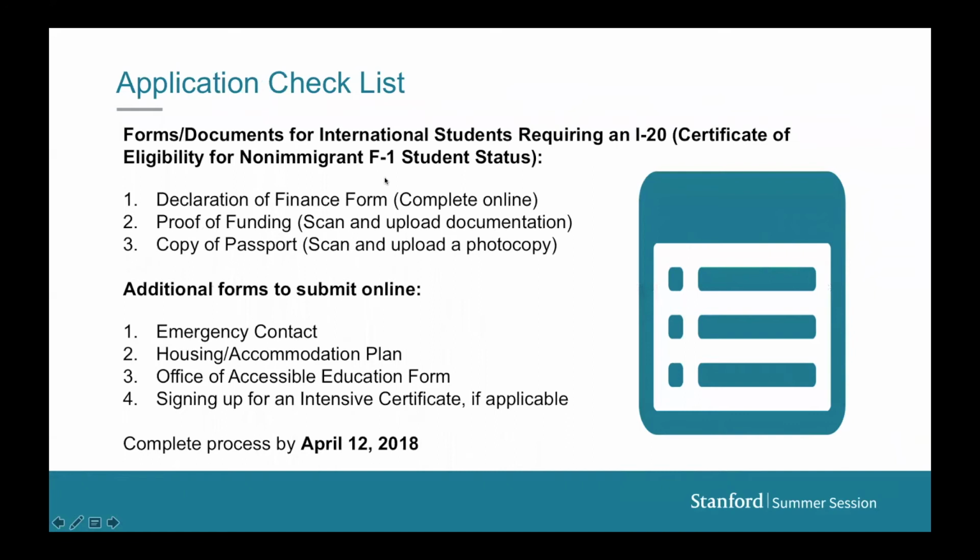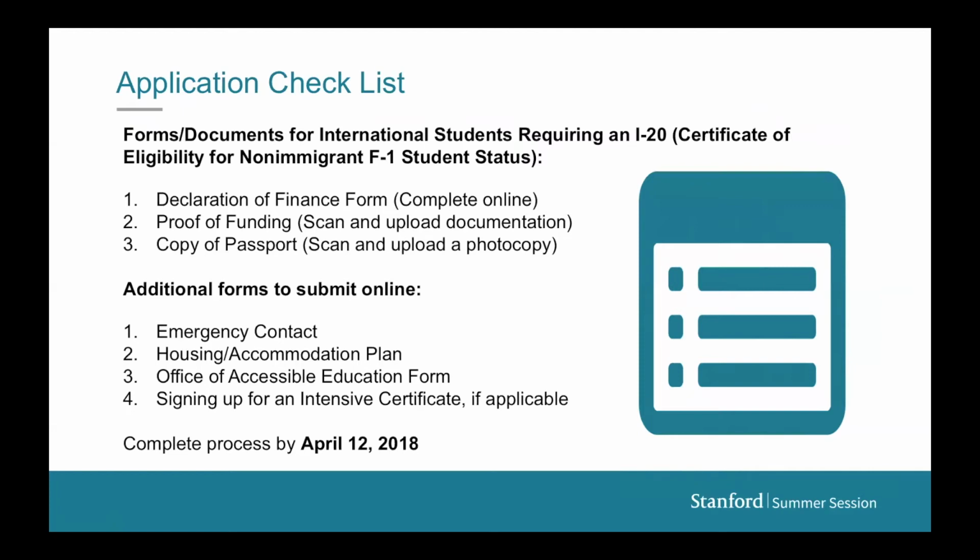Okay, so now we've got the application checklist. At this point, you will have already been admitted, so don't worry too much about this section. I'm just putting this out there so you can see in advance what we require after the application is processed. Most of these documents are required to fulfill your I-20, which is used for your F1 student status visa. We will require a declaration of finance form, which you'll just complete online.